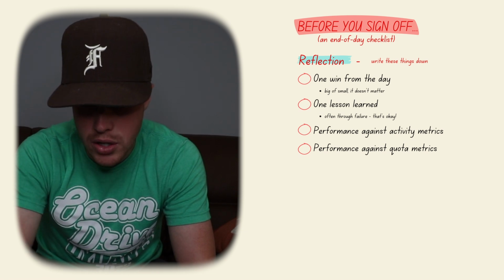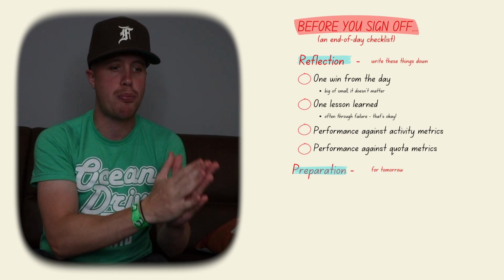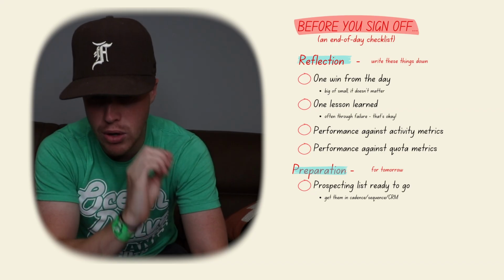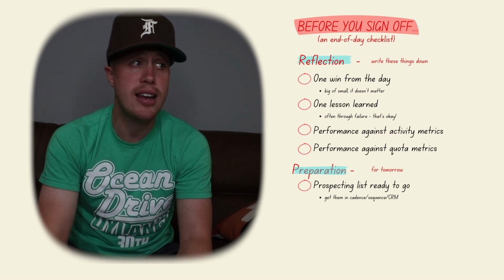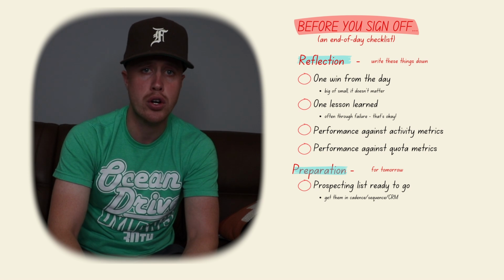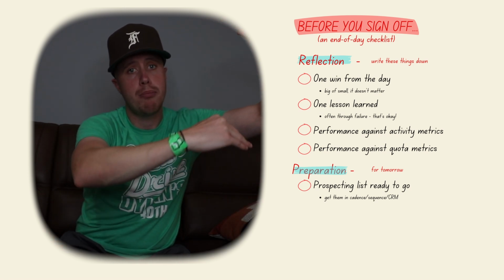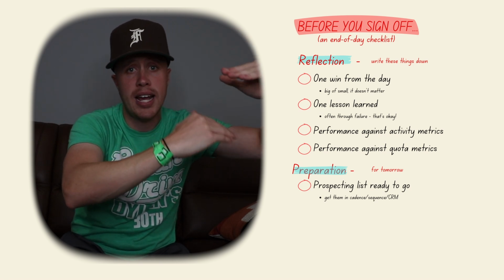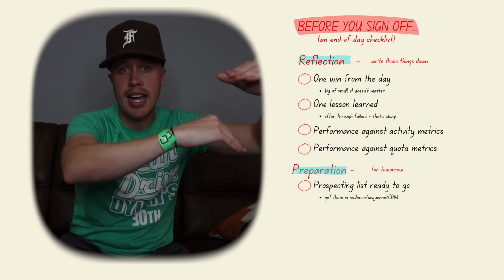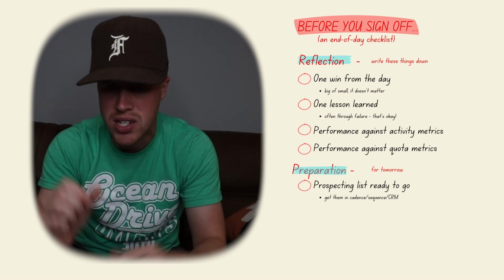Performance against quota metrics, obvious. Preparation for tomorrow. Now this is key. This is what separates the good SDRs from the great SDRs who promote quickly. Prospecting list is ready to go. You cannot be coming into the office and spending an hour and a half figuring out who you're cold calling that day. You need to come in. These are the people I'm cold calling. My 50 people I'm cold calling today, they're loaded up in a sequence, in a cadence, in my CRM. I'm calling them for the right reasons. They fit my ICP. I'm not wasting time.